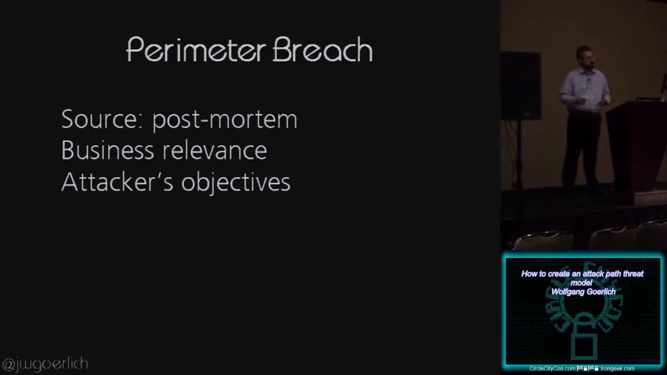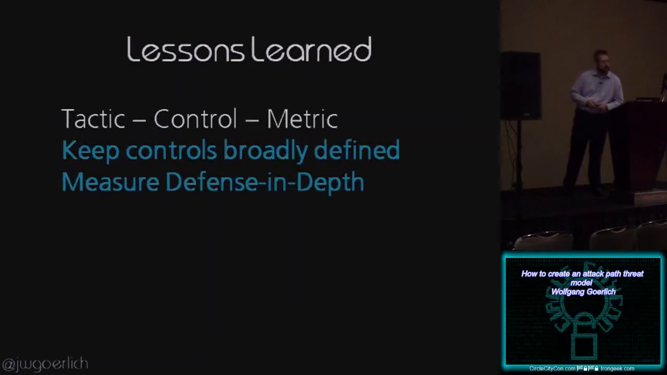So that's how we would do perimeter breach, using something like a postmortem off of a real-world attack. And looking at things like business objectives, payment processor, obviously pretty important to protect payment information. Attackers' objectives, obviously there's a lot of money to be gained by stealing those files. And some of the lessons learned in this one is, keep those controls broadly defined. We have the tactics broadly defined. Let's have the controls broadly defined as well. And let's find ways to measure defense in depth and act appropriately.